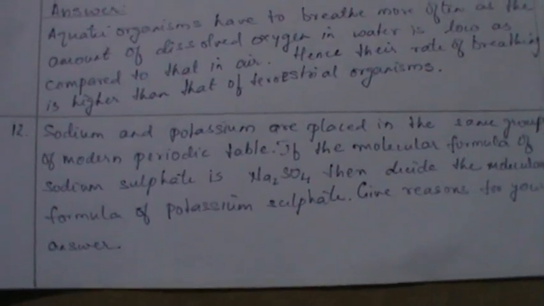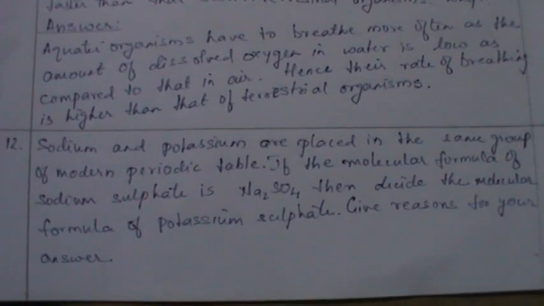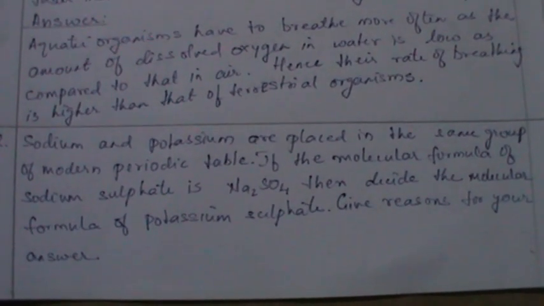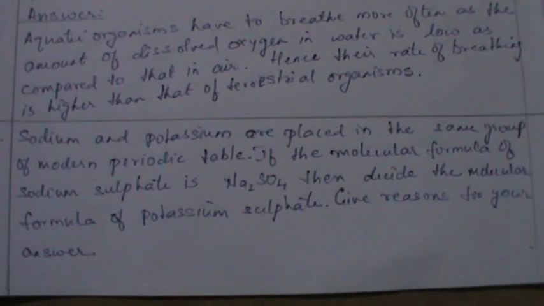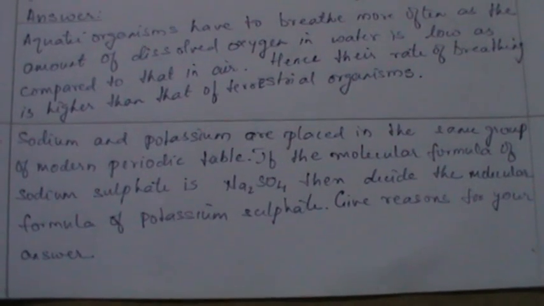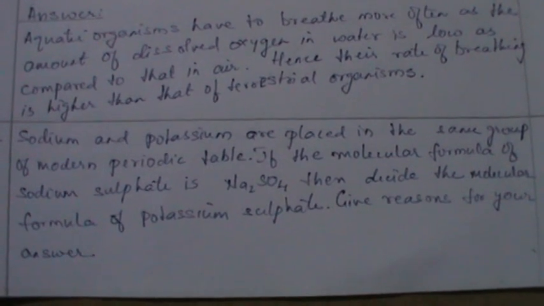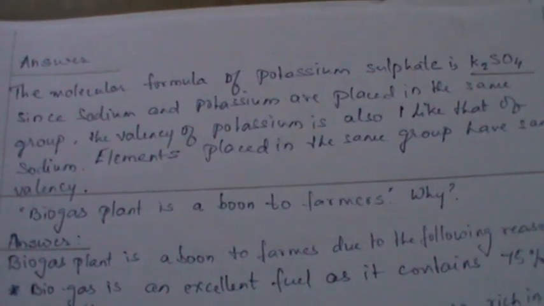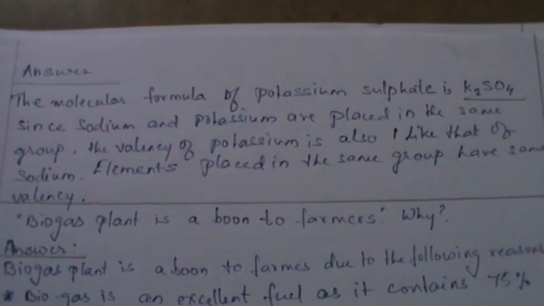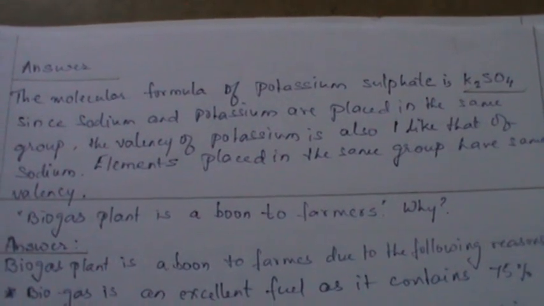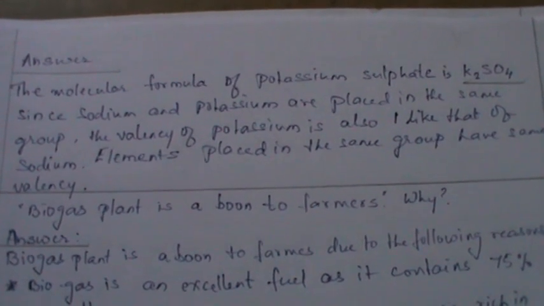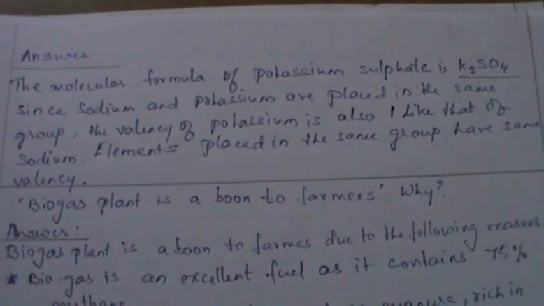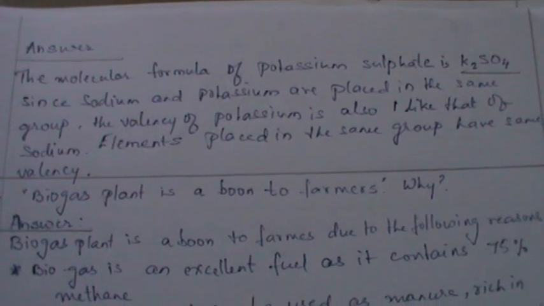Question number 12. Sodium and potassium are placed in the same group of the modern periodic table. If the molecular formula of sodium sulfate is Na2SO4, then decide the molecular formula of potassium sulfate. Give reason for your answer. Answer. The molecular formula of potassium sulfate is K2SO4. Since sodium and potassium are placed in the same group, the valency of potassium is also 1, like that of sodium. Elements placed in the same group have the same valency.